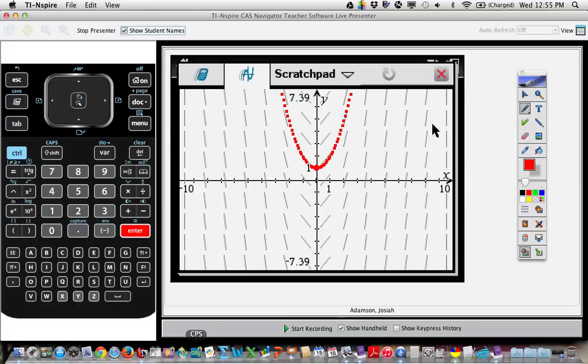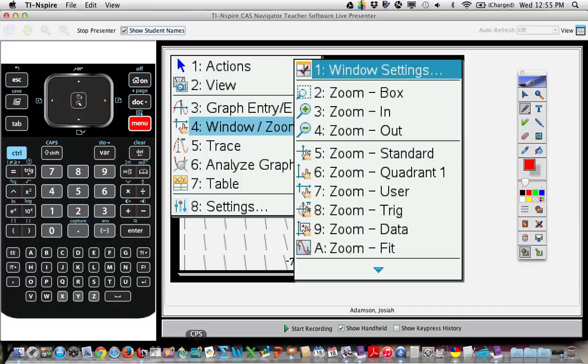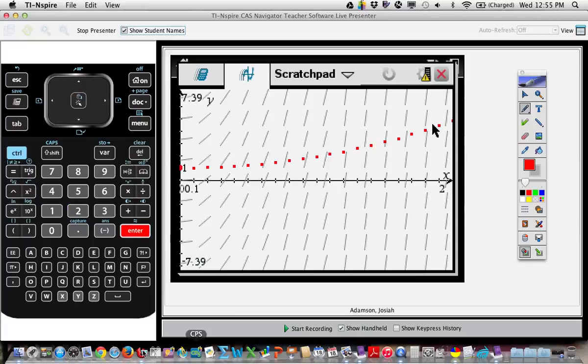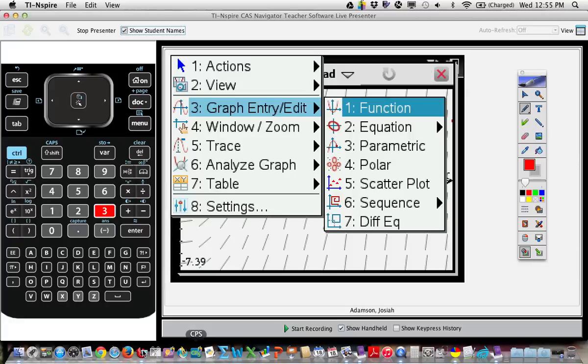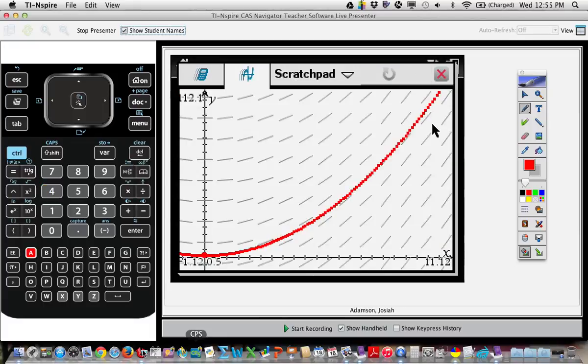Now, let's go into our window here, Josiah, and let's set that from, what would we set our window from? Our x's. 0 to 2, right? 0 to 2. That's what we care about here. Okay? So let's go 0 to 2, and let's do a zoom fit on this. Now, actually, we probably wouldn't have to do it, just because it looks like we can see the whole graph, but sometimes you are not able to see it. So let's do 0 to 2.